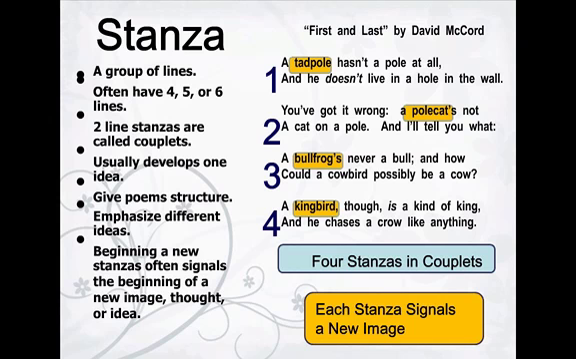If you remember in TPCASTT, the S stands for shift. Where stanzas begin and end are good places to look for shifts within the poem. This poem here, First and Last, is 4 stanzas. Each one is only 2 lines, so that would tell you that they are couplets. And as you can see, each stanza signals a new image: tadpole, polecat, bullfrog, kingbird. So the separation of each stanza is because of the new image or concept that is presented within that given couplet.